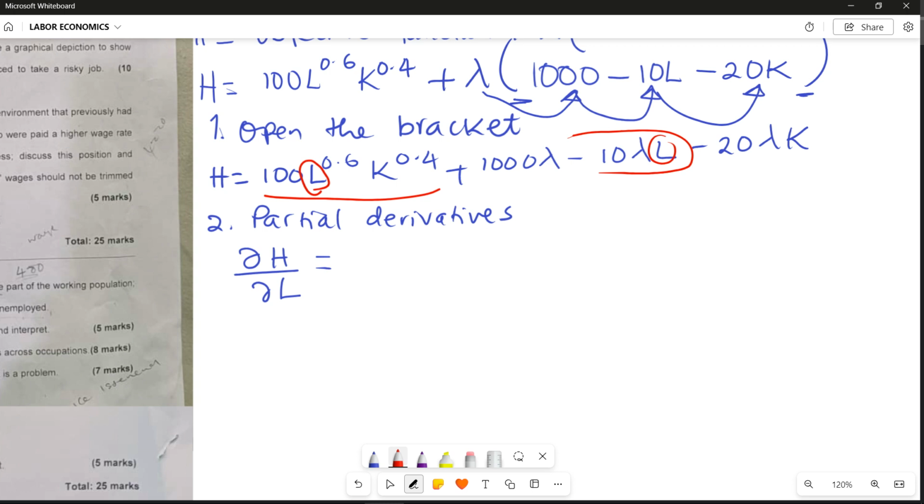And those terms without L, we assume they do not exist. In short, we're just going to keep them constant. So that's the concept of partial derivatives. We only differentiate the term containing that particular variable under consideration while keeping all other terms constant. So that's the concept of partial derivatives, right? Great.